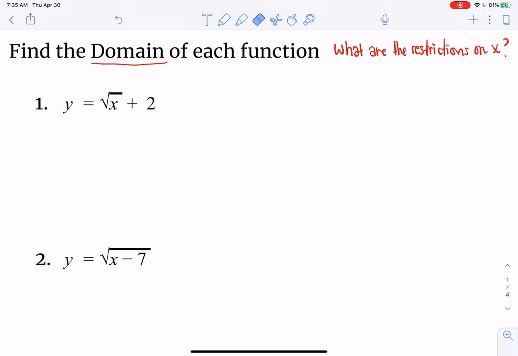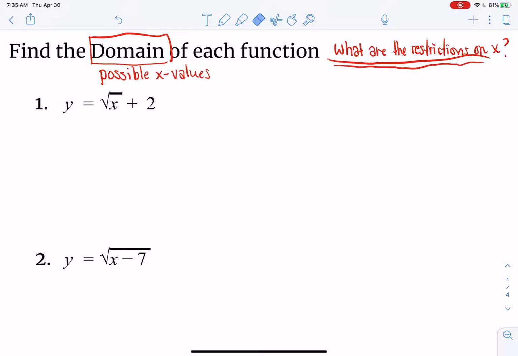When we're asked to find the domain of a function, the domain means all the possible x values. In other words, another way to think about this is: what are the restrictions on x? And what does it mean to have a restriction on x? It means what number of x does not make sense for this function.